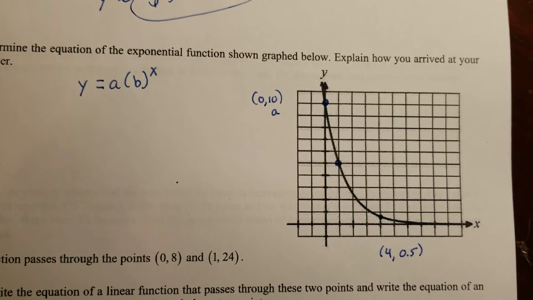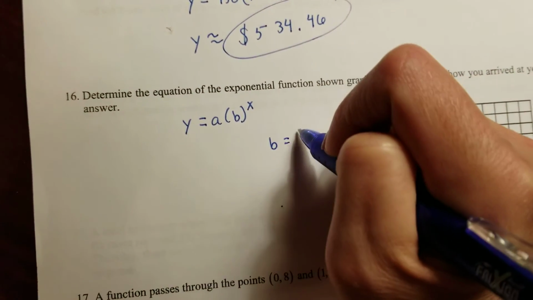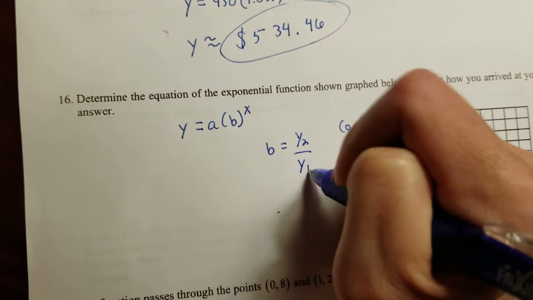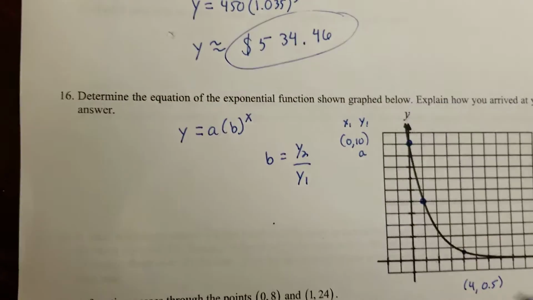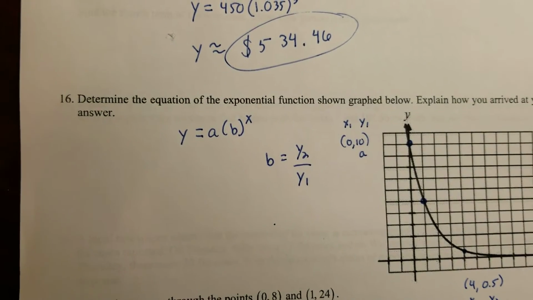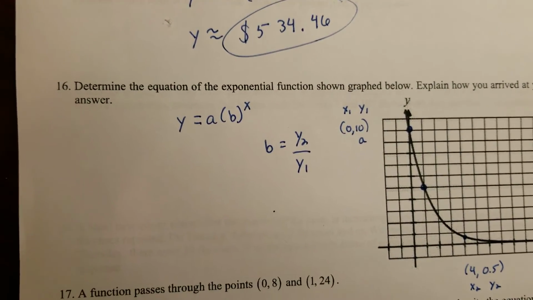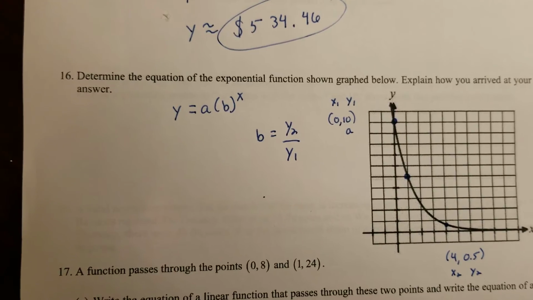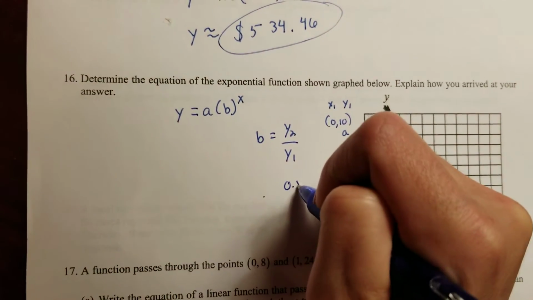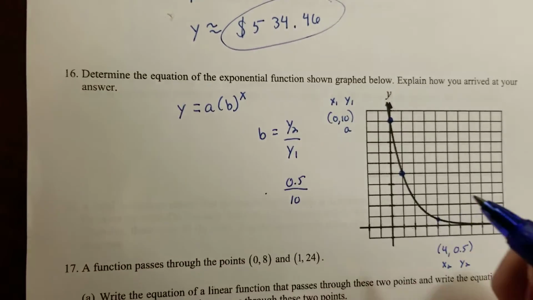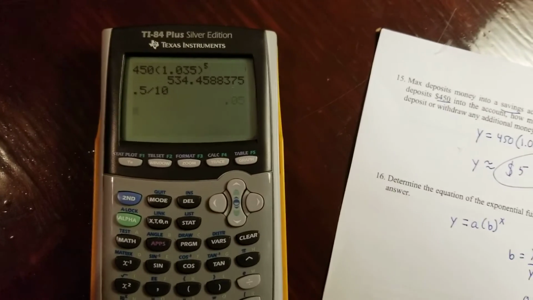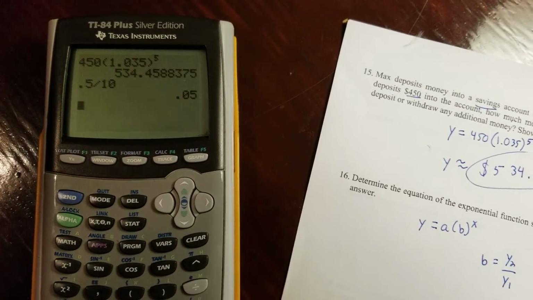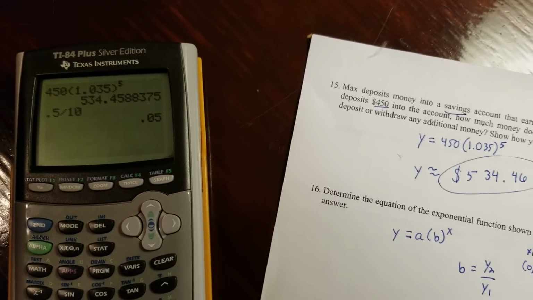And remember, our B is your second y divided by your first y. So if this is my first x and this is my first y and this is my second x and this is my second y, remember it's got to be decay, so I may have to switch these around. So I've got 0.5 divided by 10. Well, that's 1/2 divided by 10, and 1/2 divided by 10 is going to give me about 5/100ths.